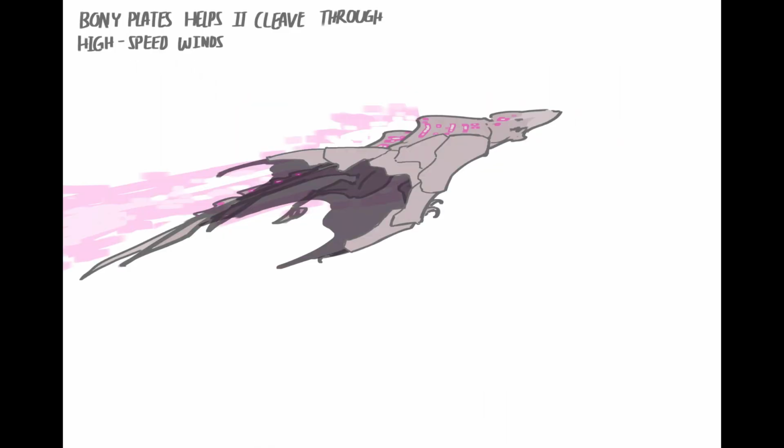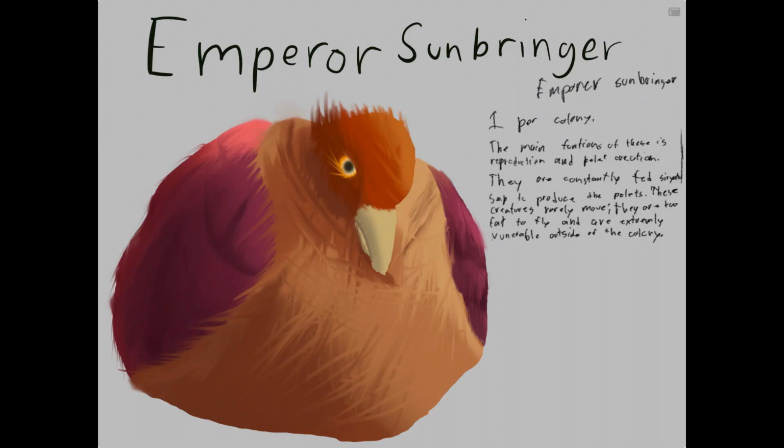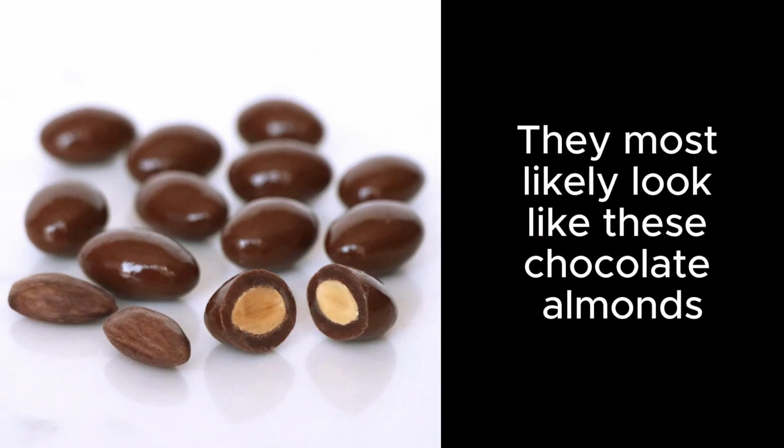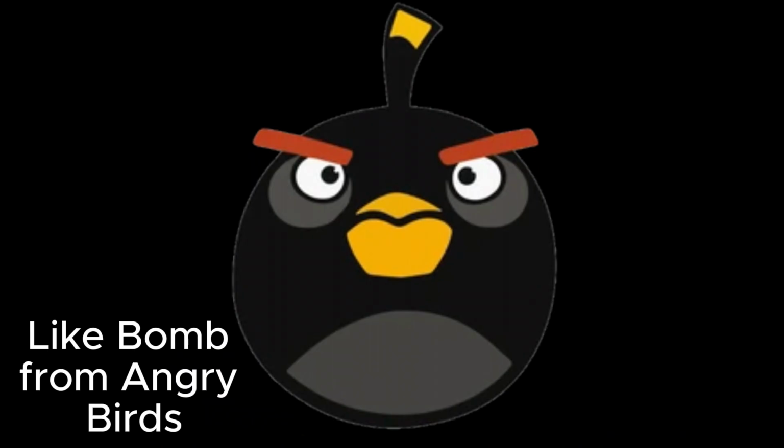For third, we have Evaro with their Sunbringers, a eusocial bird species with two types of individuals. The Emperor, a female who creates microsuns, which are a dark red pellet resembling a common kata berry, formed from potassium-rich Ceriatu sap with a water-soluble coating that hardens when in contact with keratin, but dissolves in water and exposes the potassium center, which then explodes after 5 minutes. The second type is the aggressive conscripts, which act as both defenders and workers, gathering food and consuming microsuns to deter threats by sacrificing themselves for the nest.